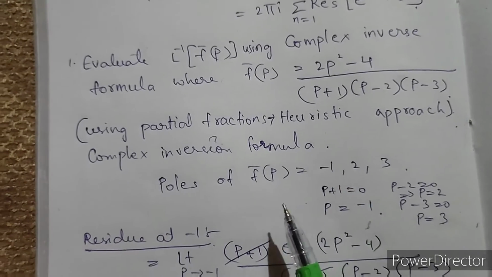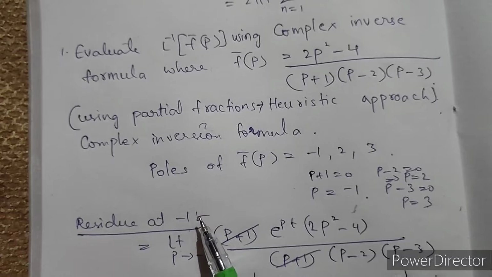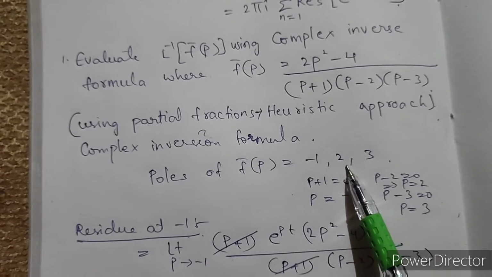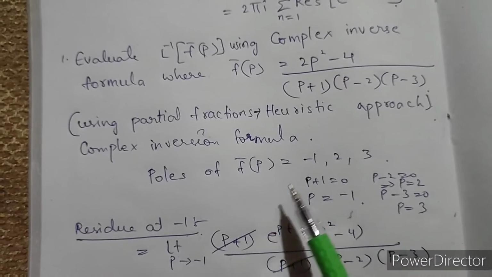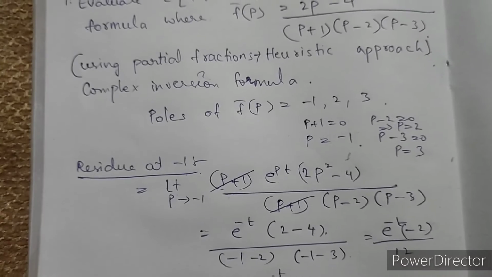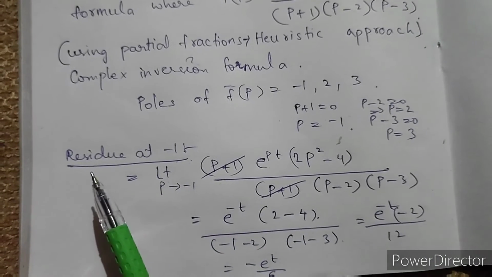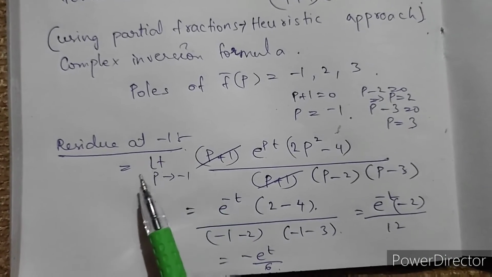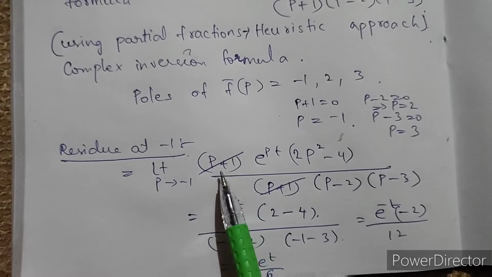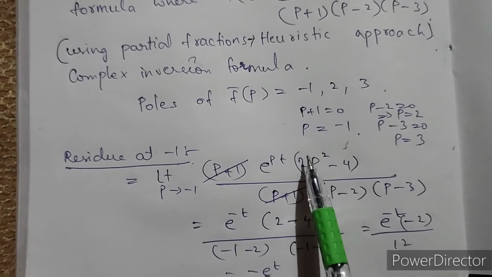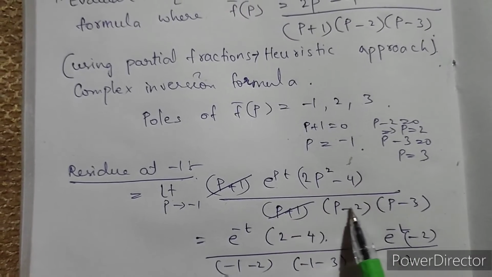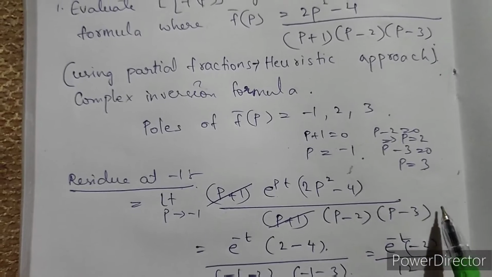First we will take the residue at minus 1, then the residue at 2 and the residue at 3, and then we will add these three residues. So let's check how to take out the residue at minus 1. Limit p tends to minus 1, p plus 1 into e power pt into 2p square minus 4 divided by p plus 1 into p minus 2 into p minus 3.